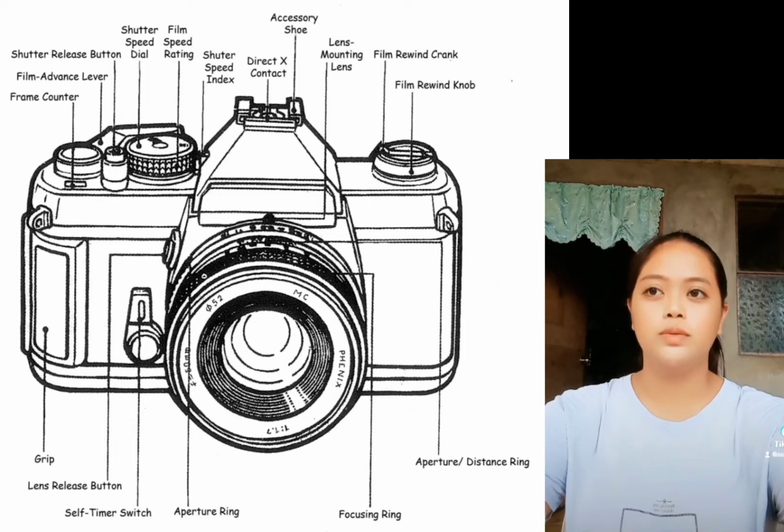Accessory shoe. An accessory shoe is the small metal bracket or mount on top of a camera used to attach a speedlight flash and other accessories such as microphones.